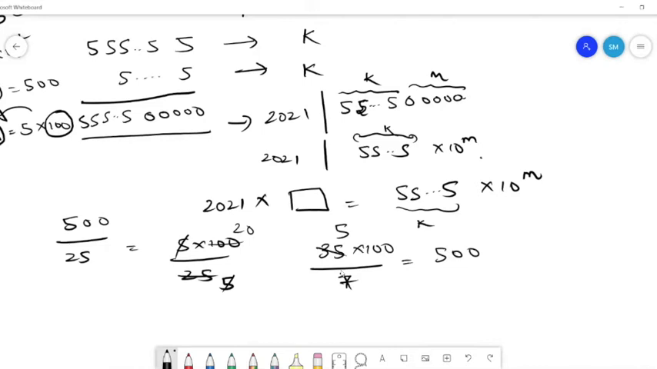If we can show that 2021 doesn't share a factor with the power of 10, then it should definitely divide the k 5s which you are talking about. That means 2021 and the power of 10 do not have a common factor. Is it true? Don't they have any common factor? So instead of a multiple of 10, it should be a power of 10. Yes, right. Power of 10.